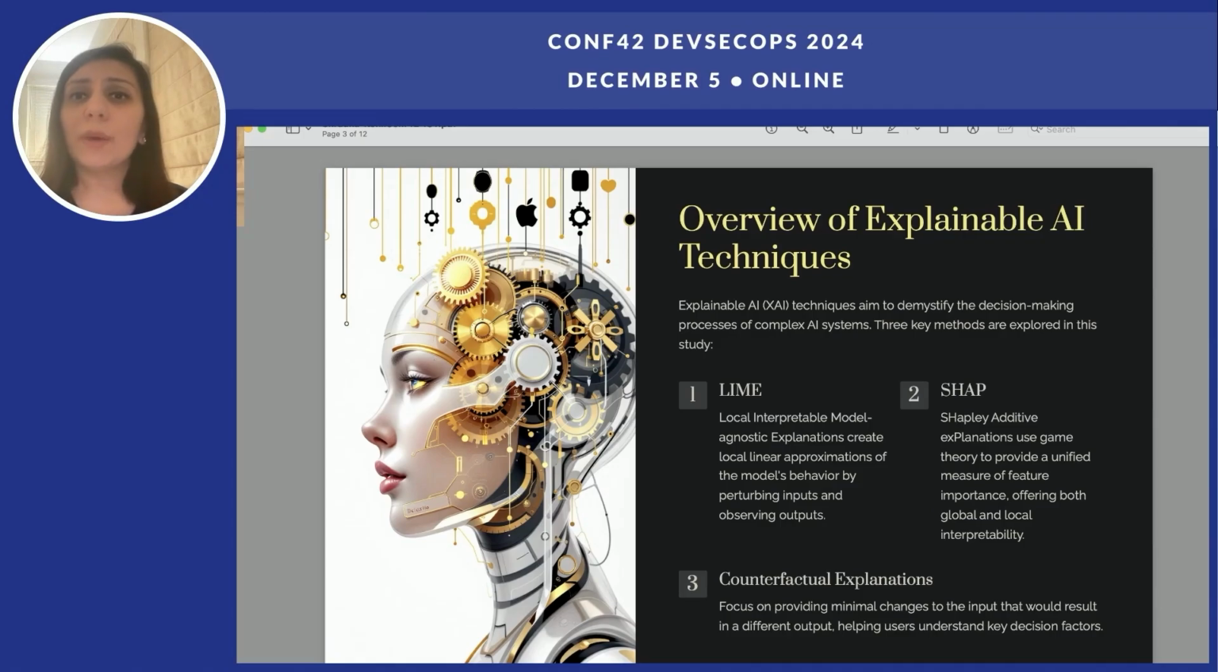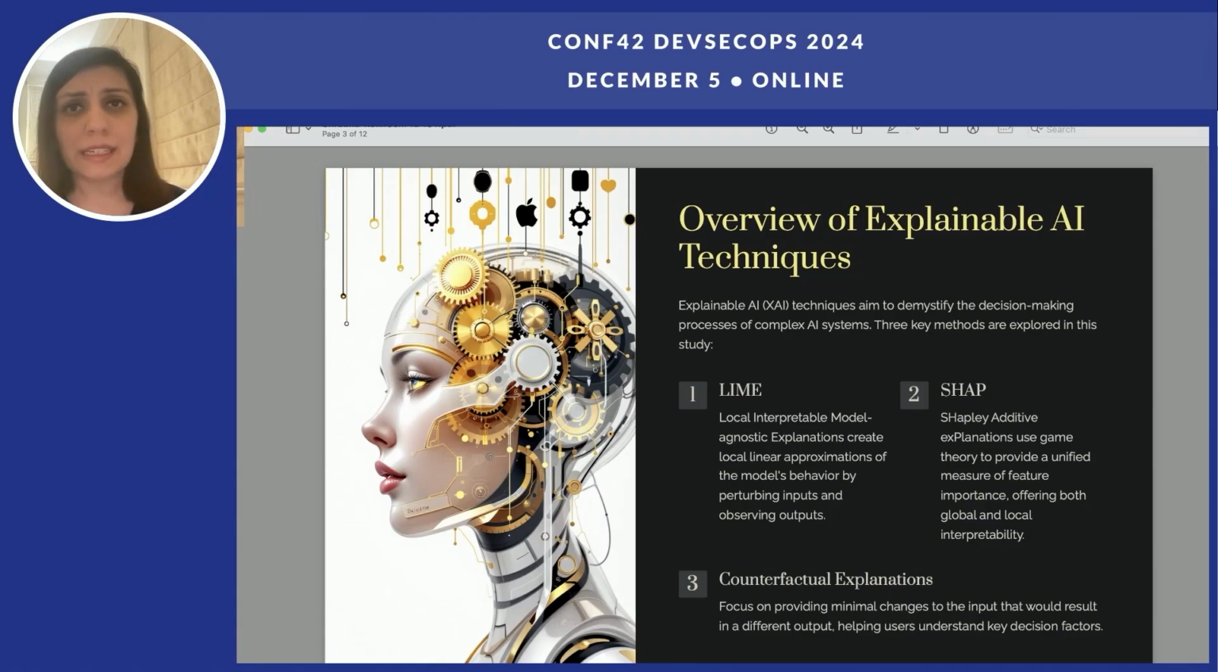Let's first take a look at the overview of explainable AI techniques. Explainable AI techniques aim to demystify the decision-making processes of complex AI systems. Three key methods are explored in this study. The first one is called LIME, Local Interpretable Model-agnostic Explanations, which helps to create local linear approximations of the model's behavior by perturbing inputs and observing outputs.